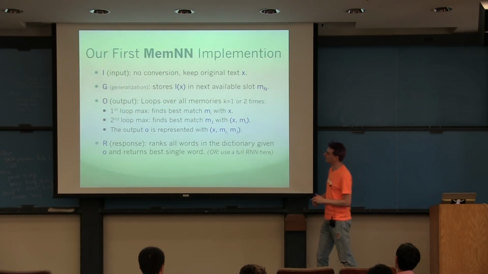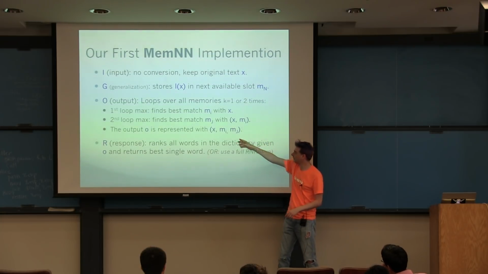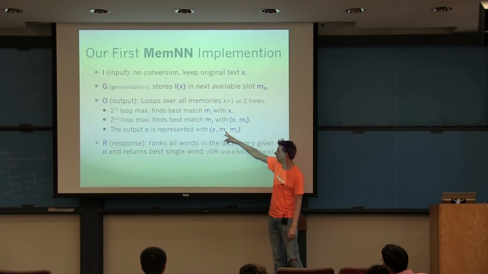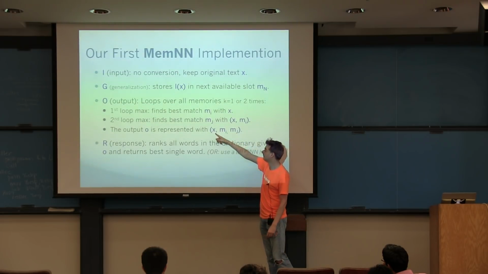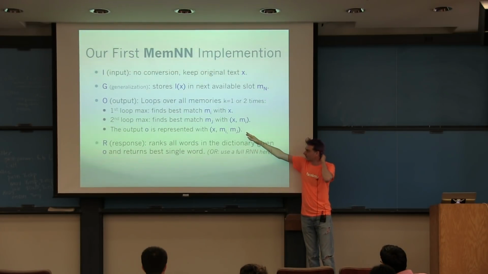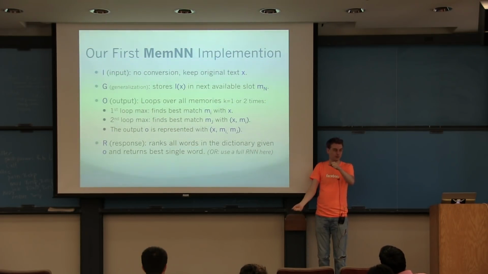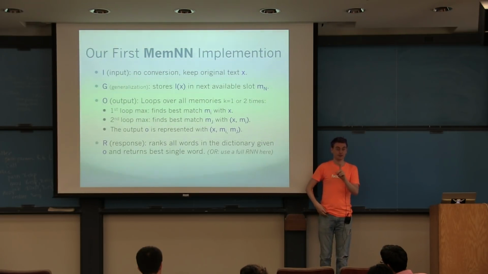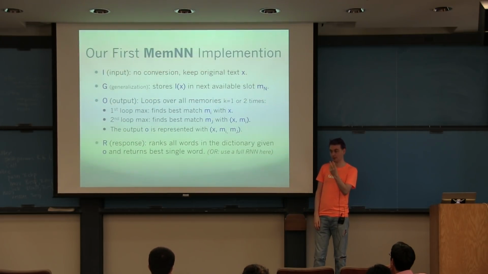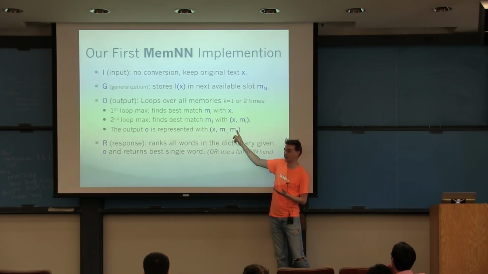So that's the O stage, and then finally, if you've only done 2 hops, you get this output representation, which is X, MI, and MJ, the 2 maximum scoring memories you found, the 2 supporting facts from the memory. This is your output representation. That goes into the R module, which is going to rank all possible responses. Here in the toy data, the answers are just single words, so that's nice and easy, because we can just go across our whole dictionary of possible words and score them with this as the input features.